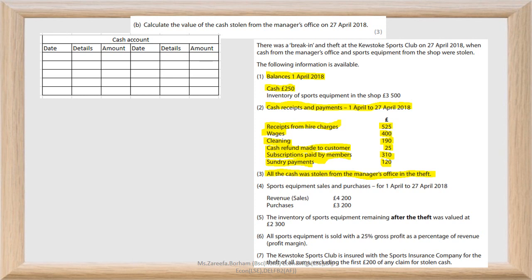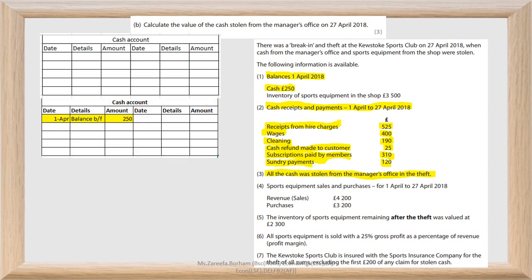Now go through the question from the beginning and gather all information related to the cash account. It is easy if you underline or highlight these points before entering them into the cash account. When entering them to the cash account, please note that the cash account is an asset account. Therefore, any increase is debited and any decrease is credited. So, first, the opening balances of cash will be recorded on the debit side of the cash account.